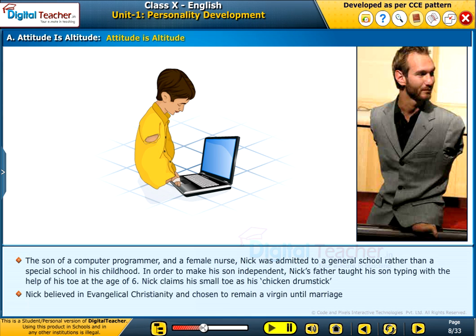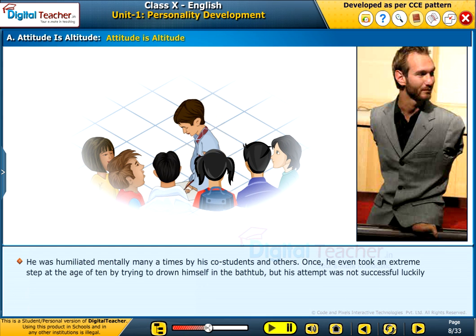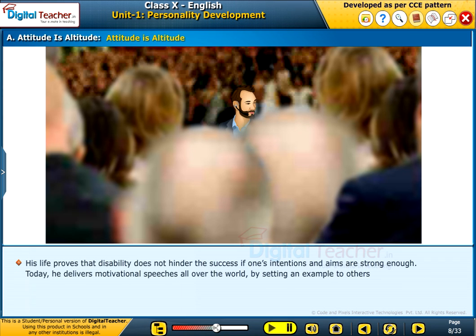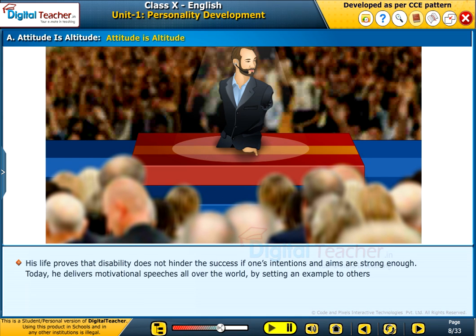Nick believed in evangelical Christianity and chose to remain a virgin until marriage. He was humiliated mentally many a time by his co-students and others. Once he even took an extreme step at the age of 10 by trying to drown himself in the bathtub, but his attempt was not successful luckily. His life proves that disability does not hinder success if one's intentions and aims are strong enough. Today, he delivers motivational speeches all over the world by setting an example to others.